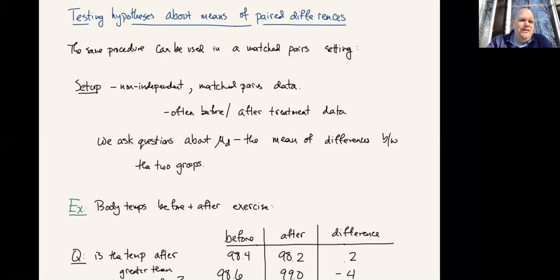Hi, folks. This lecture goes with class on Tuesday, April 14th. We're going to talk about testing hypotheses about means of paired differences. We're in section 13 of the notes, 13.3 of the textbook.